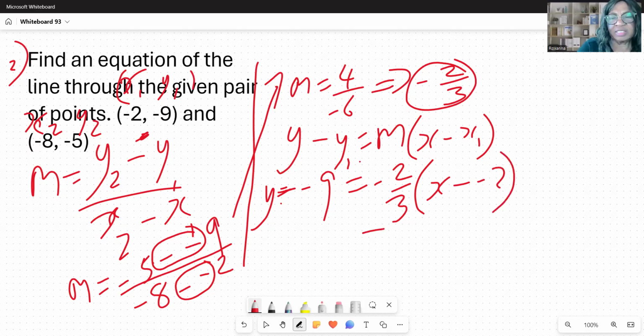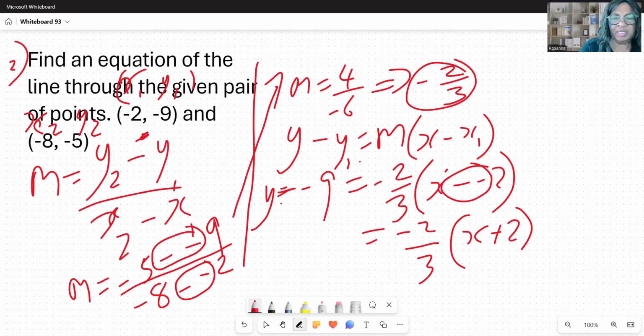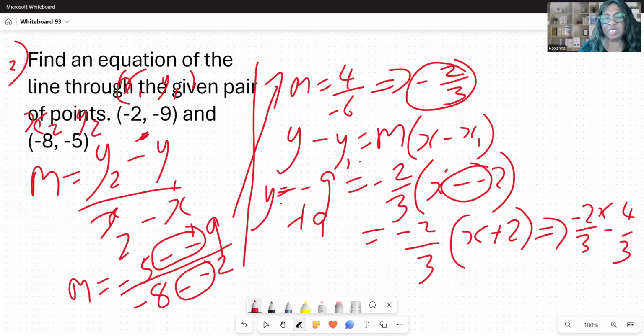So let's start at the right-hand side. This is positive. So we have -2/3 times x plus 2. And if I open the parentheses and distribute, I have -2x/3, and then I have -4/3. And then I can say +9 on both sides, so that my equation now, I'm going to pull this up.